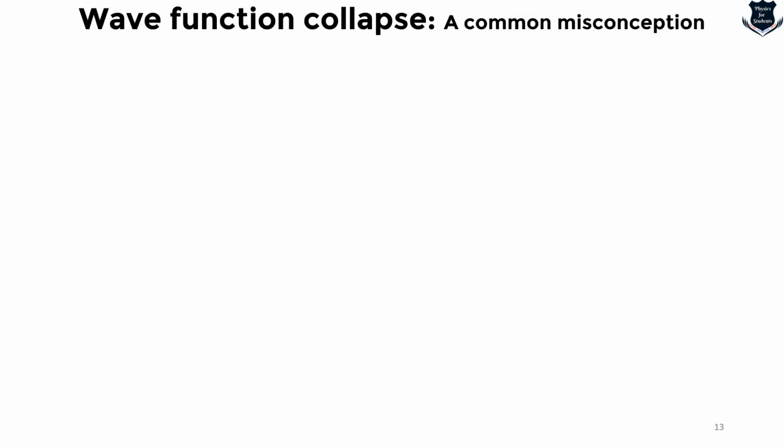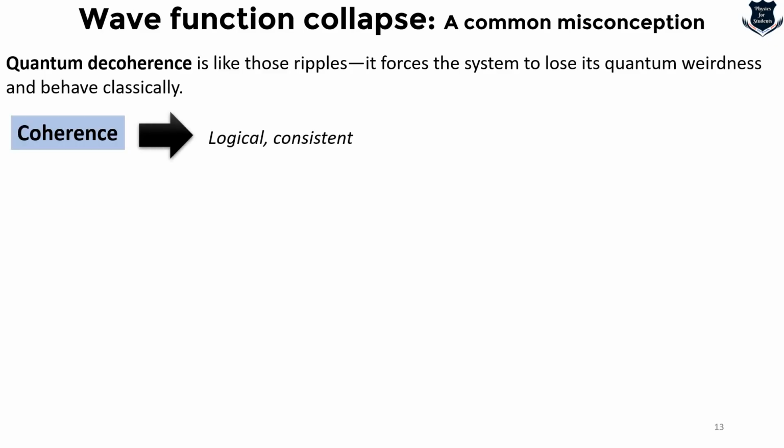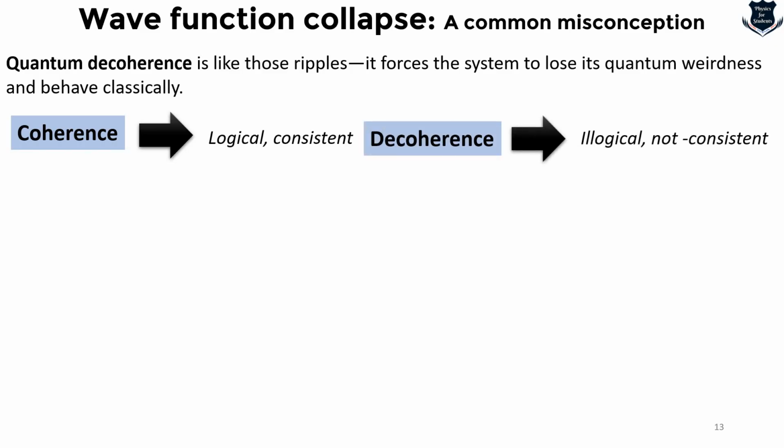So from here we get a clear and nice definition of quantum decoherence. We say that quantum decoherence is like those ripples, and it forces the system to lose its quantum weirdness, that is, the superposition and wave function, etc. And it starts behaving classically. That means we see only either heads or tails. Now, as we use these English words, decoherence comes from the word coherence, which means logical and consistent. And decoherence is something which is illogical, not consistent.